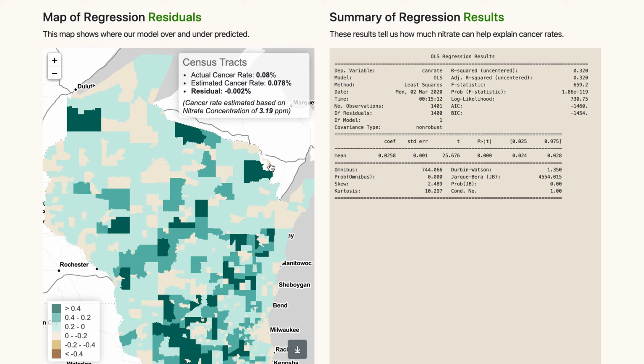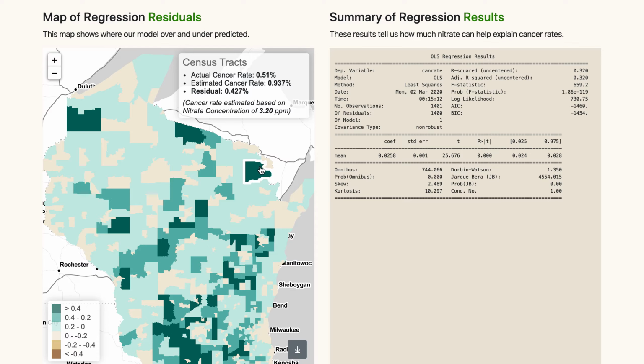So I'm currently hovering over one of the tracts here in the upper right, and the information for it is shown in the upper right of the map. So the actual cancer rate for this census tract was 0.08. Our estimated cancer rate was 0.078, which means the residual is negative 0.002. That is a really close prediction, and we did really well for this census tract.